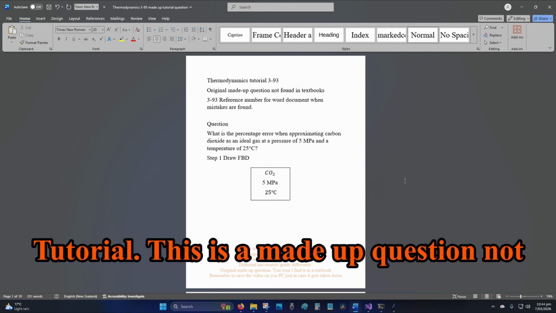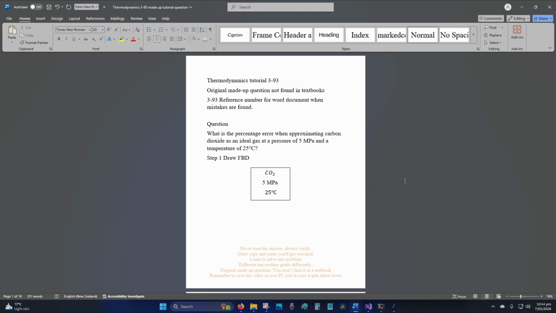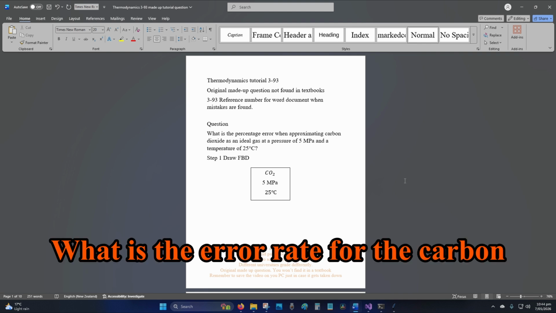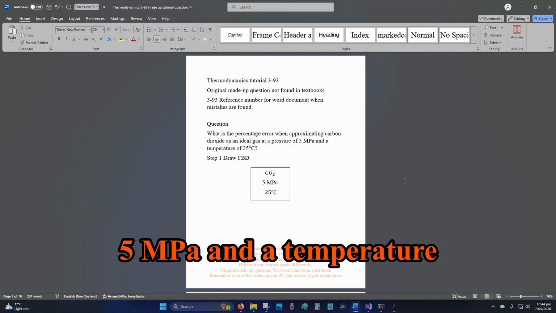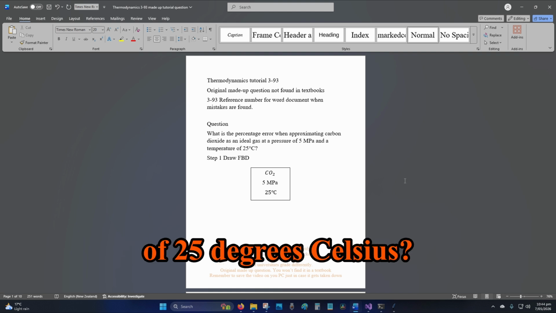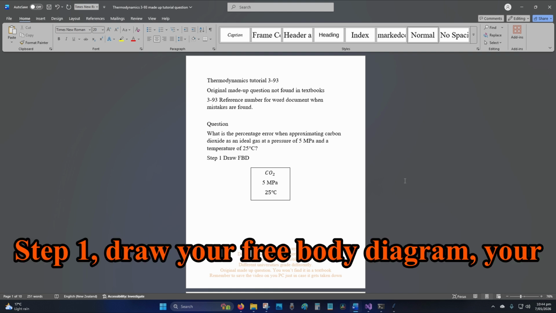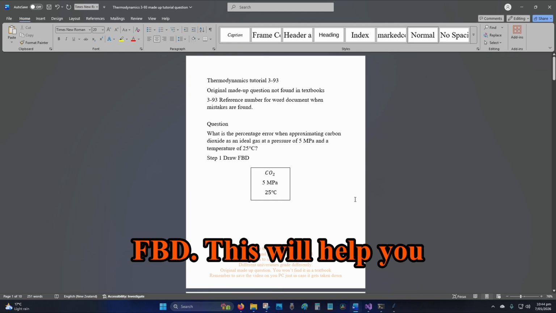This is a made-up question not found in your textbooks. What is the error rate for carbon dioxide as an ideal gas at a pressure of 5 MPa and a temperature of 25 degrees Celsius? Step 1, draw your free body diagram, your FBD. This will help you visualize the problem.